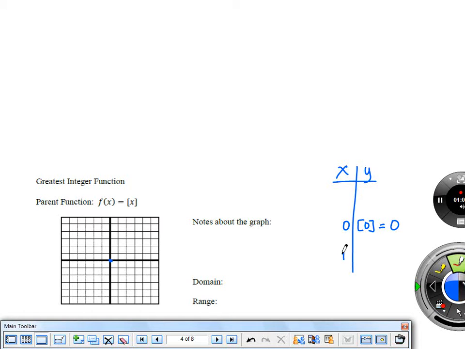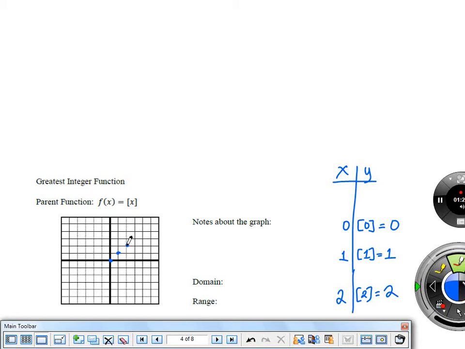What about when I plug in 1? Yeah, good, okay? The greatest integer function applied to 1 will still just be 1. So 1, 1 is a point on my graph. What if I plug in 2? Yeah, I get 2. Very exciting. Okay. Plug in 2, get 2. That's a point on my graph.